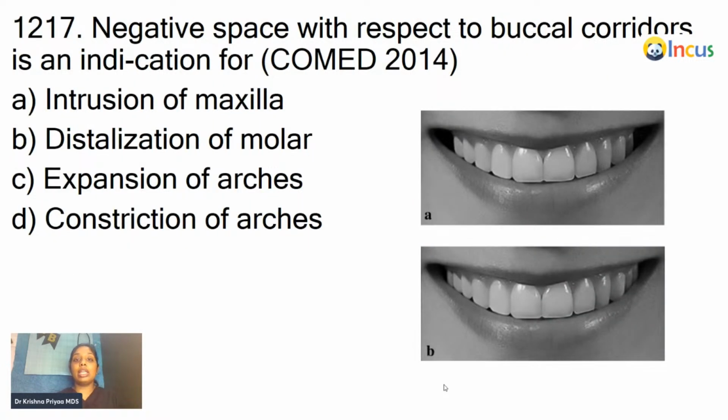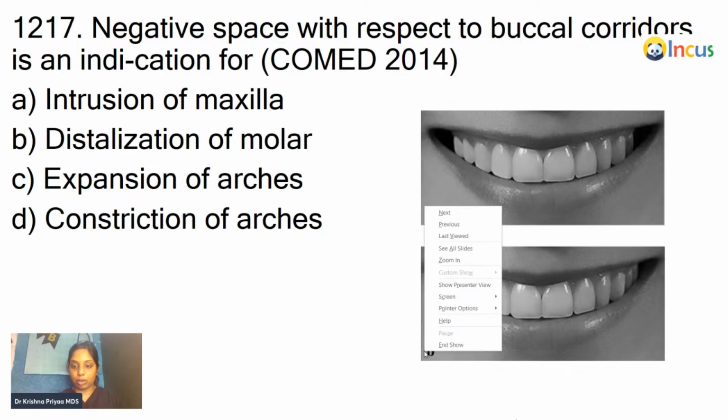Coming to the next question, negative spaces with respect to the buccal corridor is an indication of. So first you need to understand what a buccal corridor is. So let me open my pointer option.